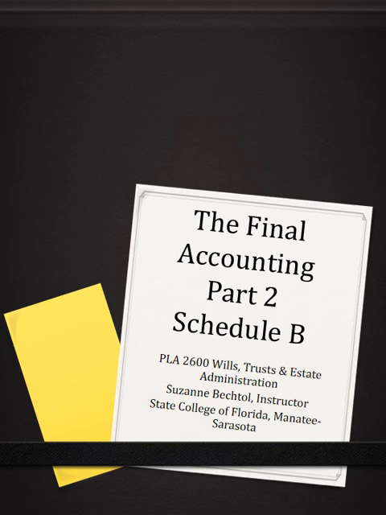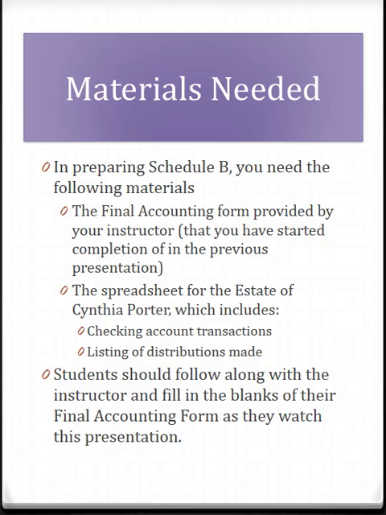Welcome back. Now we're going to work with Schedule B to the final accounting. The materials you need are Schedule B, to prepare Schedule B, the final accounting form. This is a progressive document, so you simply need to have that final accounting that you finished Schedule A of in order to complete Schedule B. And you need the spreadsheet as well, and you follow along with me, filling in the blanks as I move along.